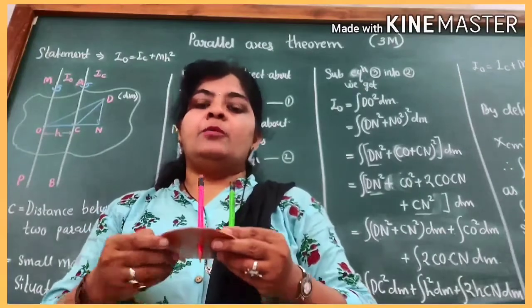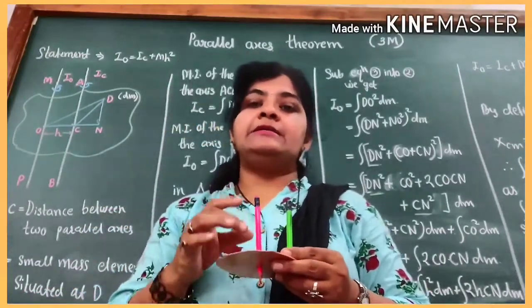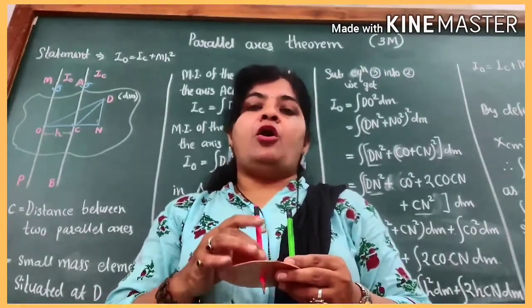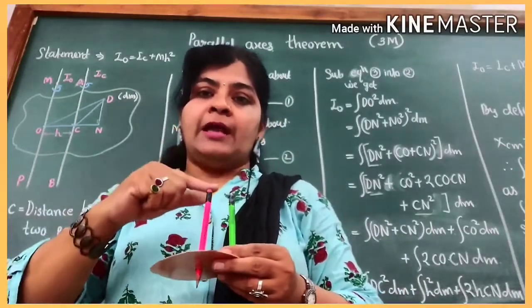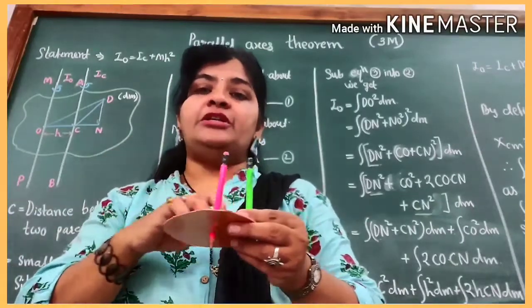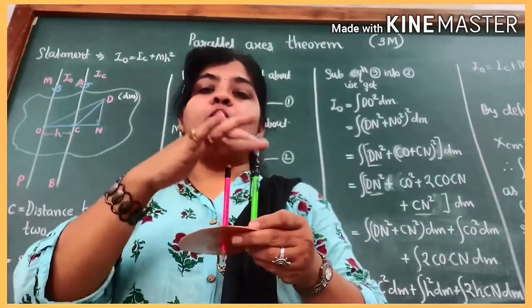given here: the moment of inertia of an object about any axis is equal to the sum of the moment of inertia about a parallel axis passing through the center of mass and the product of the mass of the object and the square of the perpendicular distance between the two parallel axes.